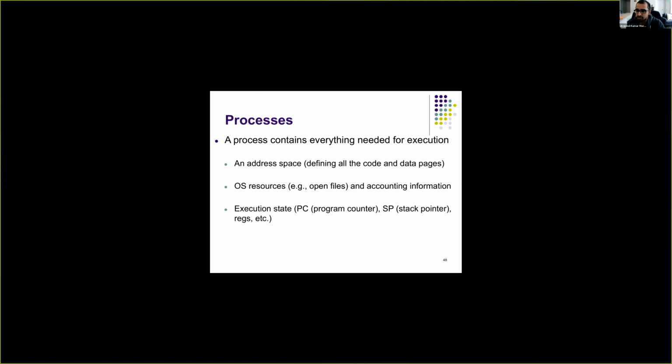Mainly, it contains an address space, basically the memory, which contains all the code and data, and it has resources that it has access to. For instance, all the files that it has opened and all the accounting information, for instance, number of CPU cycles used, so on and so forth. It also has execution state that indicates the current state of the process, basically the state of the CPU registers, and stack pointer and program counter.